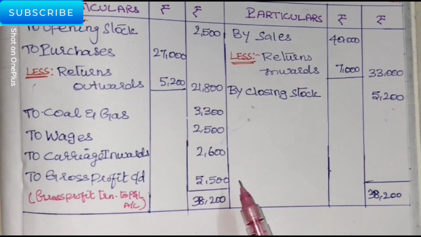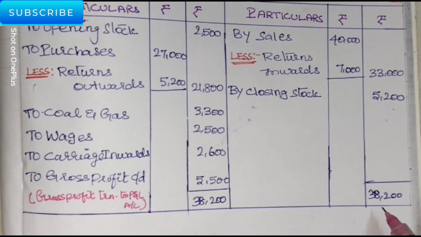Listen, if the total of the credit side is more, the difference represents gross profit. So against the 5,500, you have to write 'To gross profit carried down'. Then that 5,500 gross profit is to be transferred to the profit and loss account.